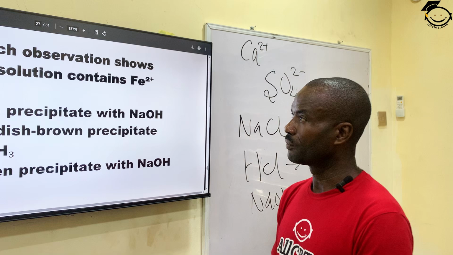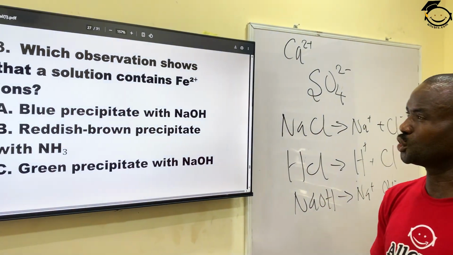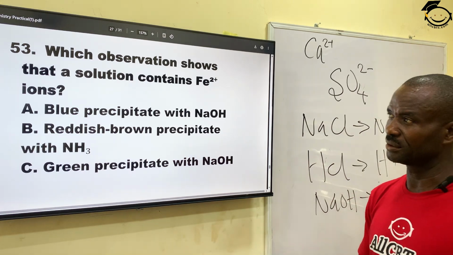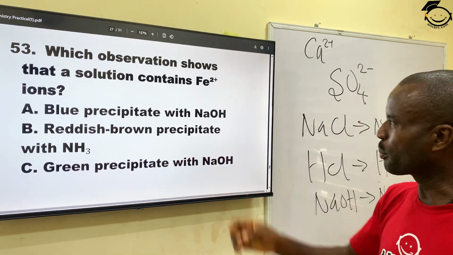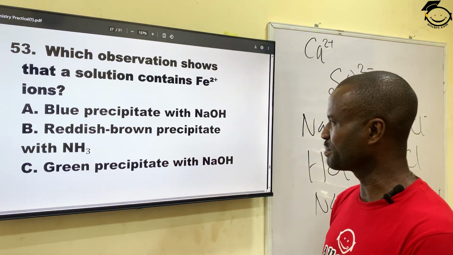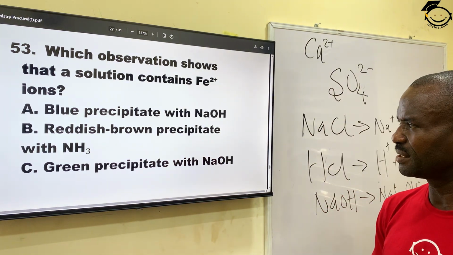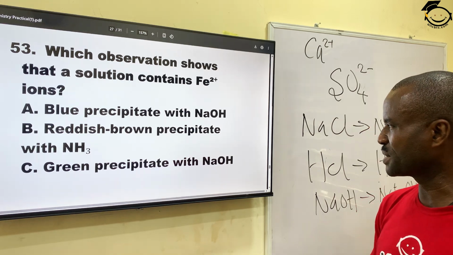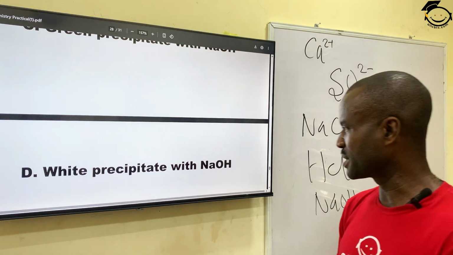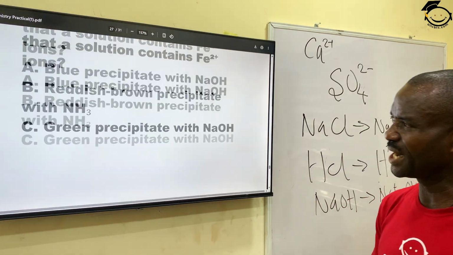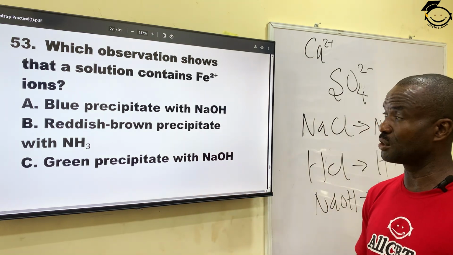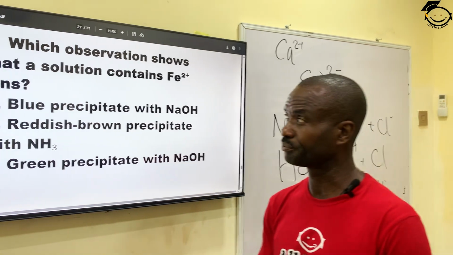Ammonia gas. 53. Which observation shows that a solution contains iron 2 ion? A. Blue precipitate with sodium hydroxide. B. Reddish brown precipitate with ammonia. C. Green precipitate with sodium hydroxide. Then D. White precipitate with sodium hydroxide. The correct answer is C. Green precipitate with sodium hydroxide. Only iron 2 will be identified by green color.